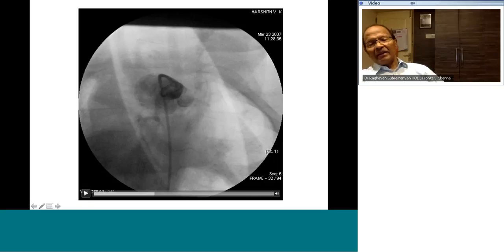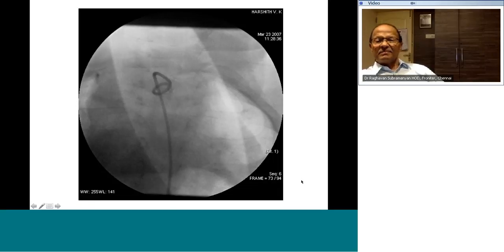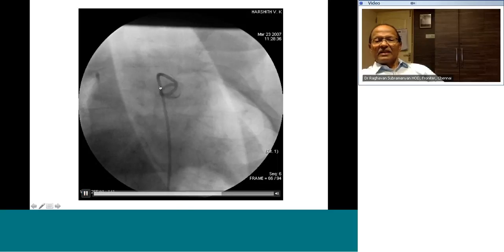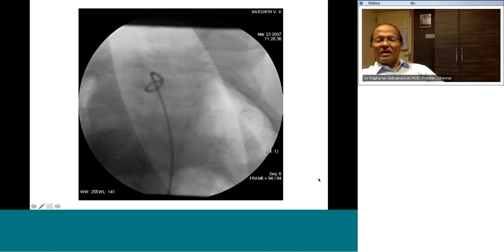with various patterns in complex anomalies. Okay. This is the non-coronary, right posterior and left posterior sinus. This is a laid back view.